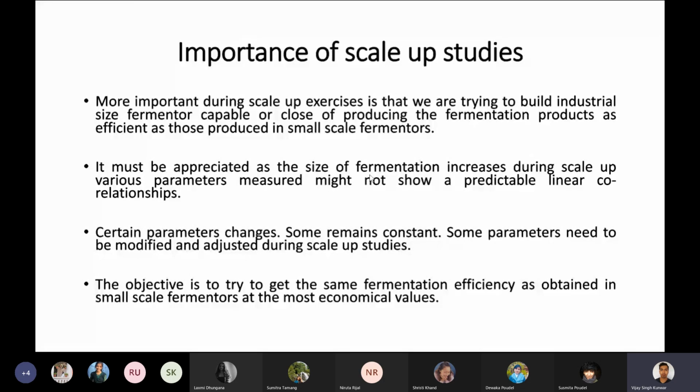Certain parameters change, certain remain constant. Some parameters need to be modified and adjusted during the scale-up studies, right? There are these parameters like your pH, temperature, all these are parameters. They also call them variables. So the objective is to try to get the same fermentation efficiency as obtained in the small-scale fermenters at the most economic values. So these are the importance of the scale-up studies.